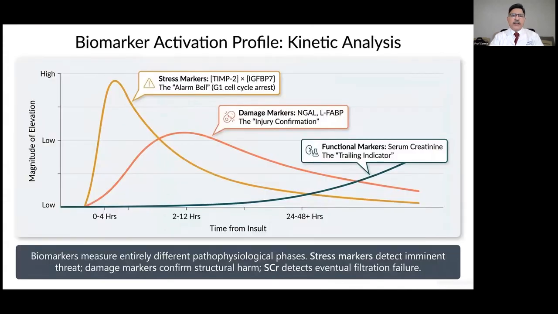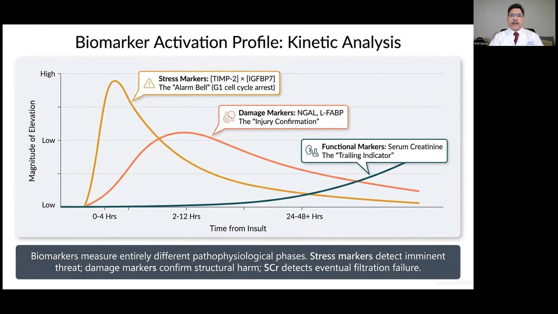Now you see the three curves. The yellow one, stress markers, appears from insult within 0 to 48 hours. Stress markers are the first to appear. What are they? TIMP2, IGFBP7. They give the alarm bell, G1 cell cycle arrest. At that G1 level, there is cell cycle arrest because of mitochondrial failure.